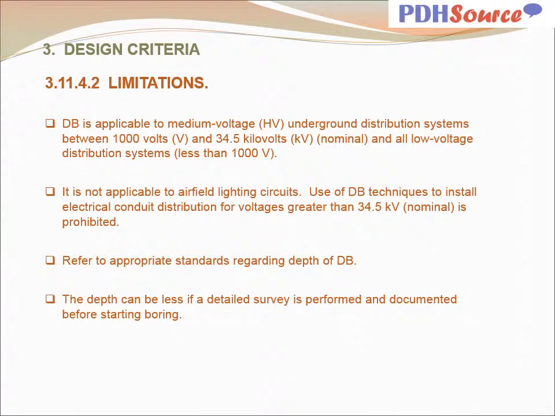DB is applicable to medium voltage underground distribution systems between 1,000 volts and 34.5 kilovolts nominal, and all low voltage distribution systems less than 1,000 volts. It is not applicable to airfield lighting circuits. Use of DB technologies to install electrical conduit distribution for voltages greater than 34.5 kV nominal is prohibited. Refer to appropriate standards regarding depth of DB. The depths can be less if a detailed survey is performed and documented before starting boring.